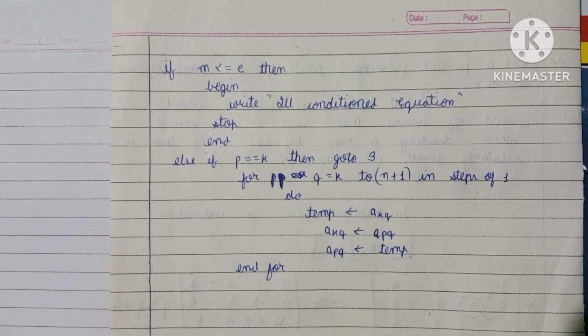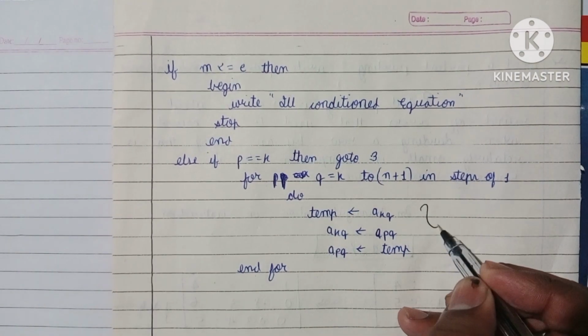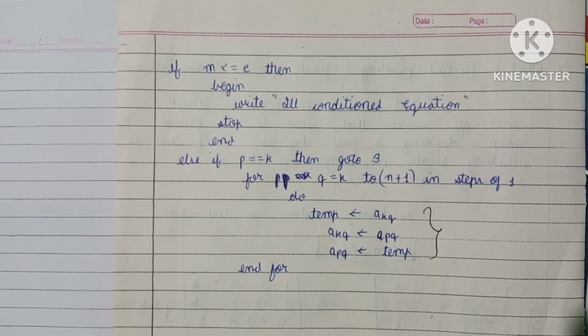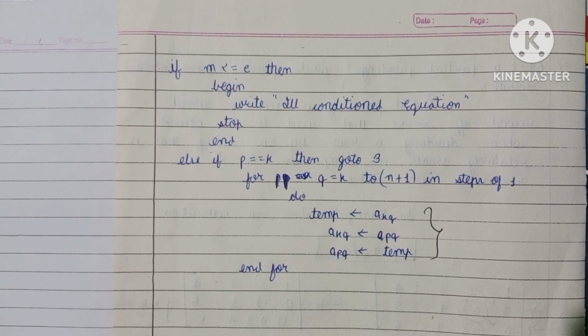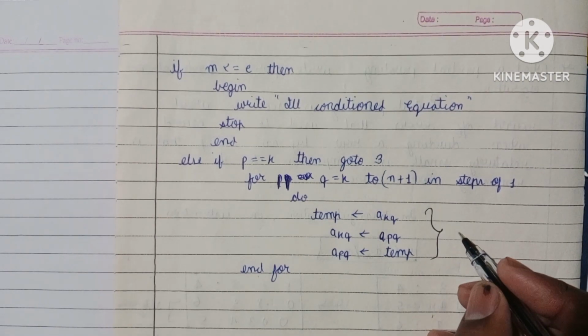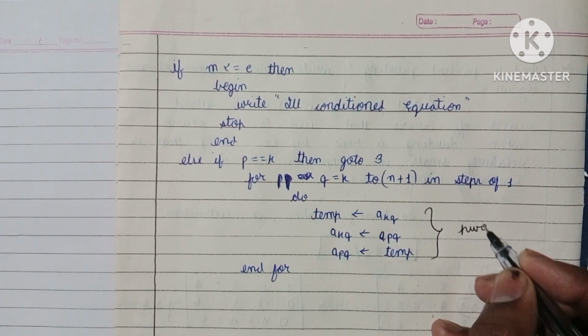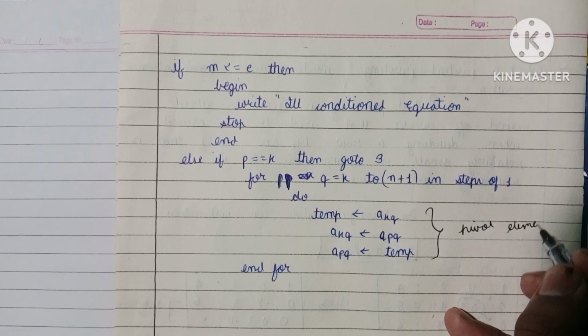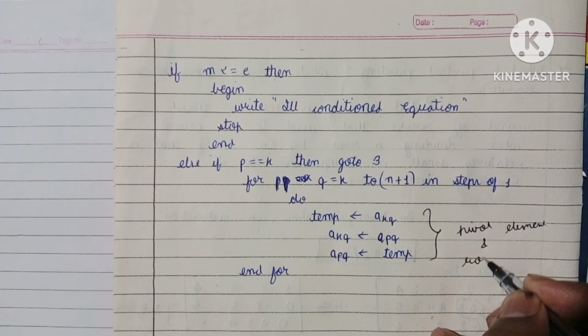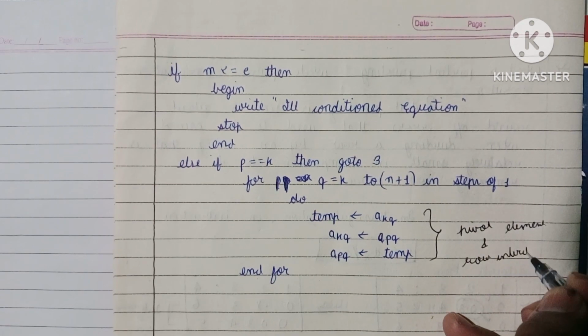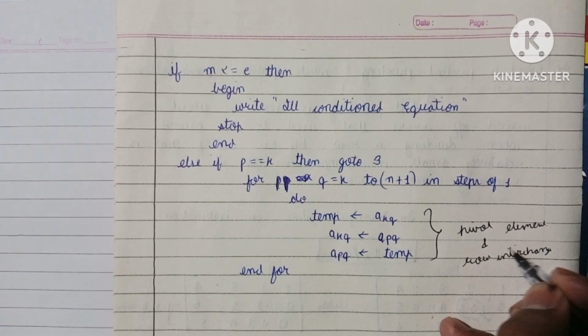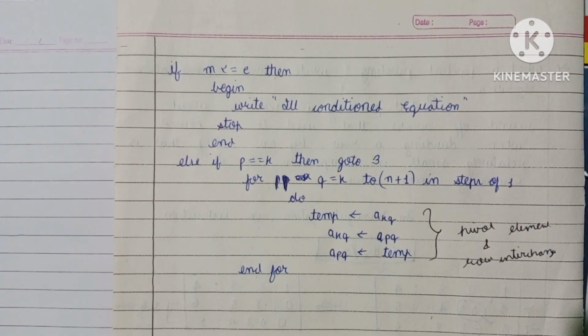Do, this is just a swapping logic. We store akq in a temp variable, and then interchange the values of akq and apq. Then again we stop for this. This will change the pivot elements and do row interchanging, and that's how our pivotal condensation works.